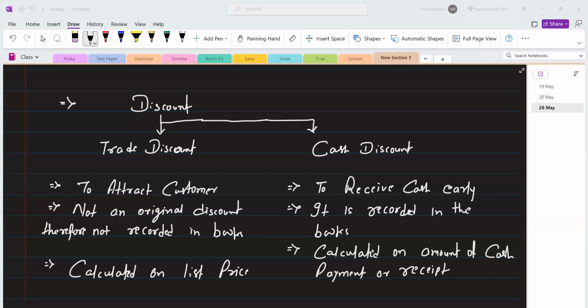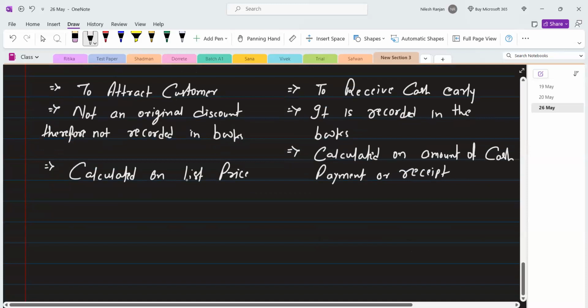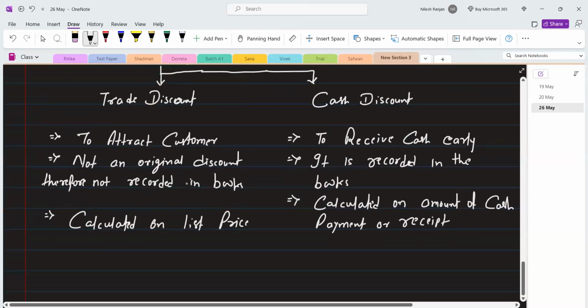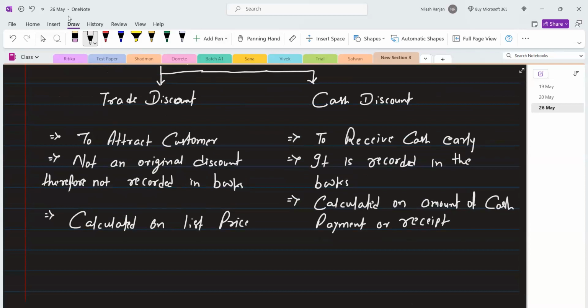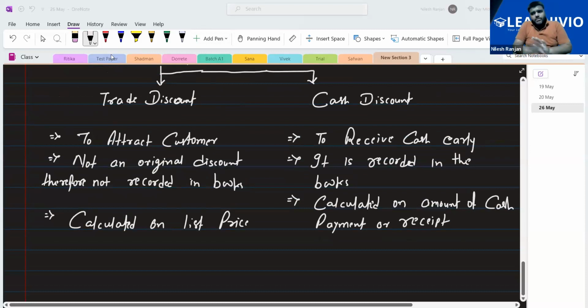Okay, so now how will it be recorded in our books? Like I have already written, trade discount will not be entered in the books because it is not an original discount. We are giving it to every person, every customer. We will not record this, but we have to use it in the calculation part. So trade discount will be used only for calculation purposes, and cash discount will be recorded in the books.